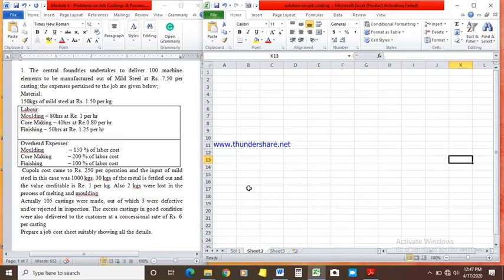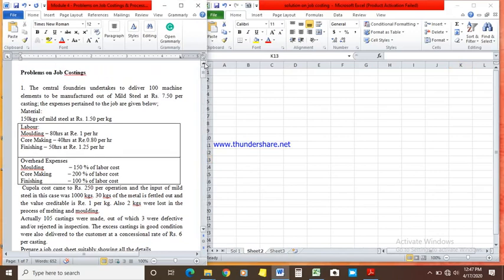Good morning, students. So, welcome to the problems on job costing. In today's session, we are going to discuss 4 problems on job costing. So, to begin with, this is the first problem on my left hand side.